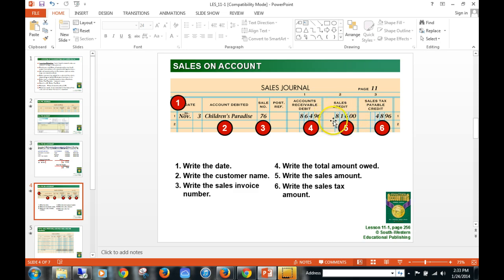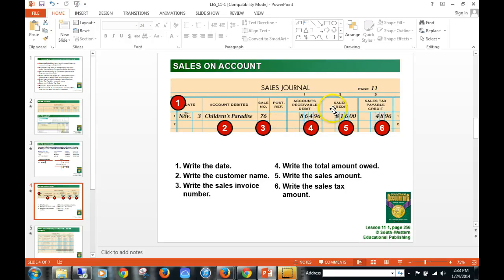The actual cost of the merchandise was only $816. We times this by 6% to get this amount, $48.96, which is our sales tax, which they pay. So these two amounts here equal this amount, right? So that it equals out the debit side and the credit side of that transaction. So very important to know that.